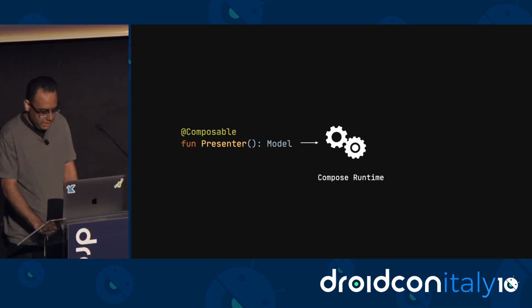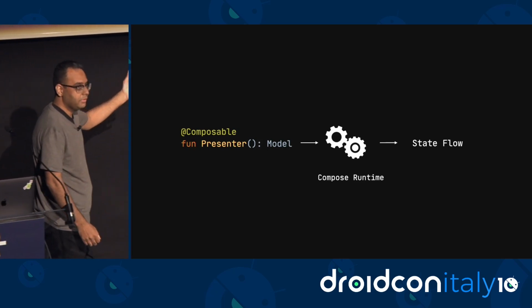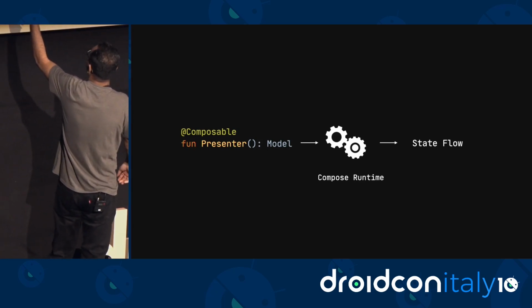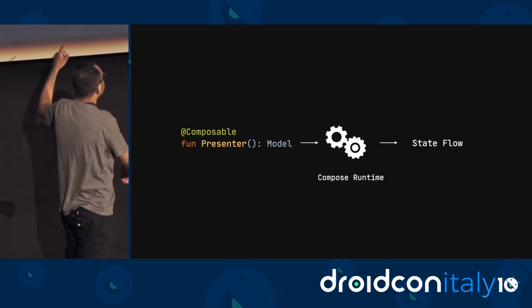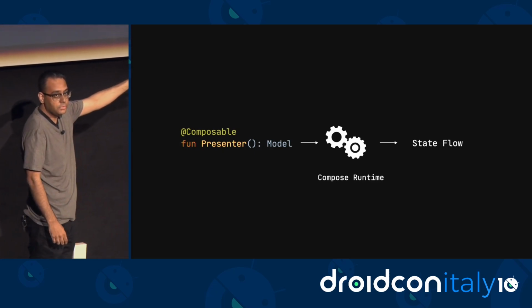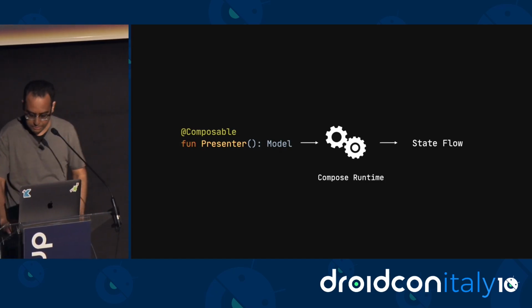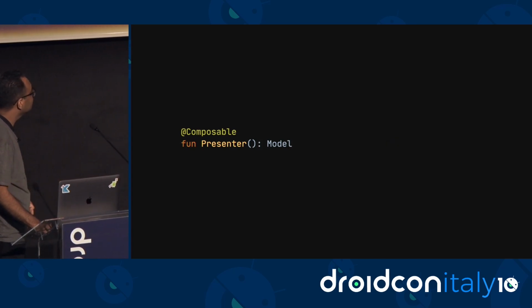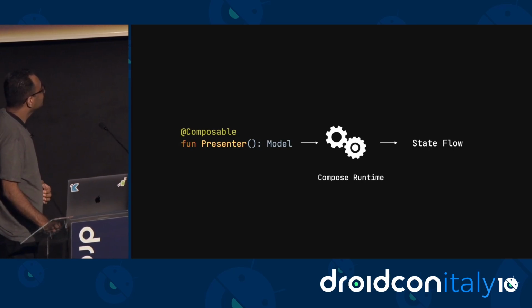So what it does is you create a state, it creates a state flow, but it uses the Compose runtime to listen to recompositions from that composable method. When that happens, it pushes to the state flow, to that stream for you. And that's how that library works. When the recomposition happens, it pushes to that state flow. Look at this animation. What a beautiful thing.